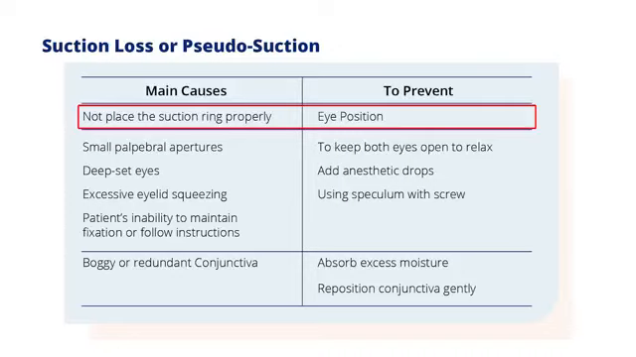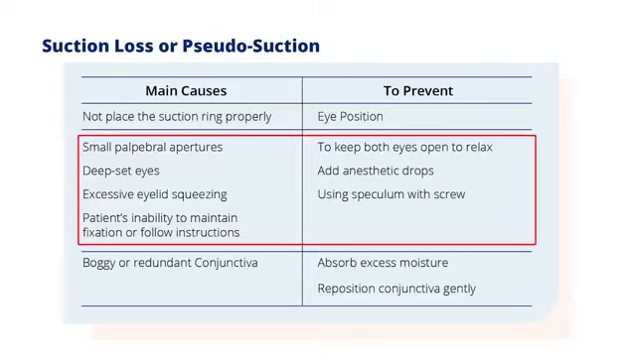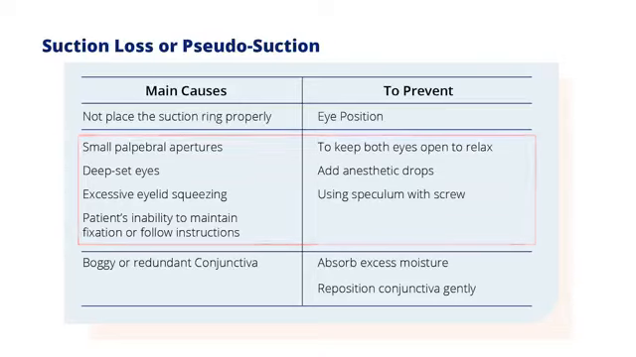Other causes are as follows: small palpebral aperture, deep-set eyes, excessive eyelid squeezing, and the patient's inability to maintain fixation or follow instructions. Those causes can be prevented by coaching the patient to keep both eyes open and relaxed. Add more anesthetic drops to keep the patient comfortable without squeezing the eyes. Use a speculum with screw tap for tight or small lid fissure.